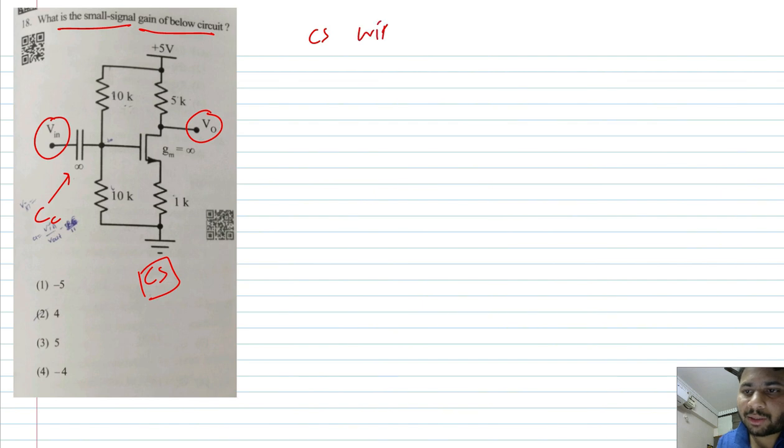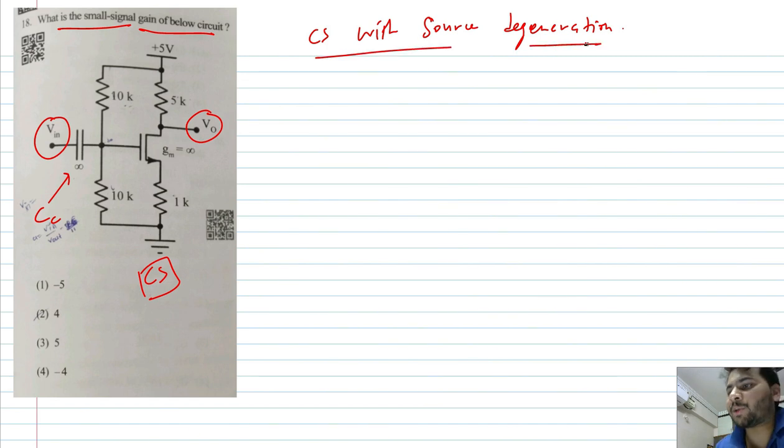In fact, it is the common source with source degeneration. So the given amplifier is a common source amplifier with source degeneration, where this 1 kilo ohm is the source degeneration resistance. This 5 kilo ohm, we will call it RD. You see, during AC analysis, this coupling capacitor acts like a short circuit. So this Vn will directly appear at the gate.